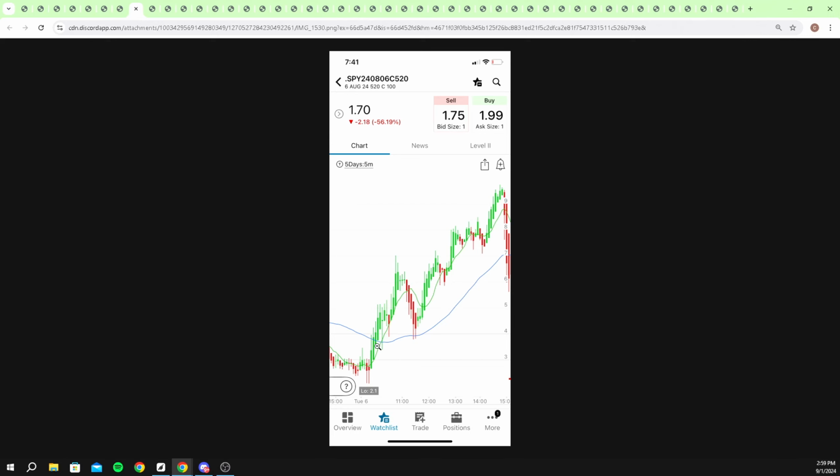520 calls cross. Okay, we got the 10 cross above the 50. The 50 sloped up, dipped down to the 10/50 SMA area. I think this is the same chart actually. Yeah, this is the same chart as the last one, so I already went over that.